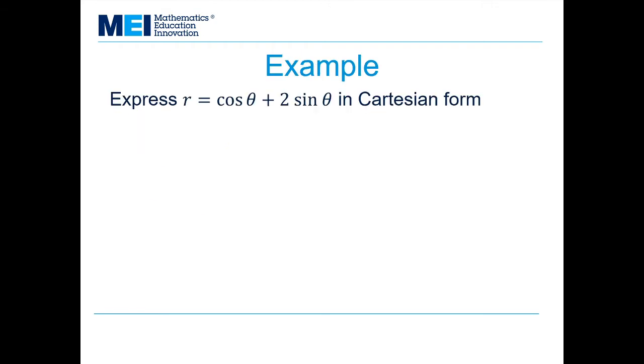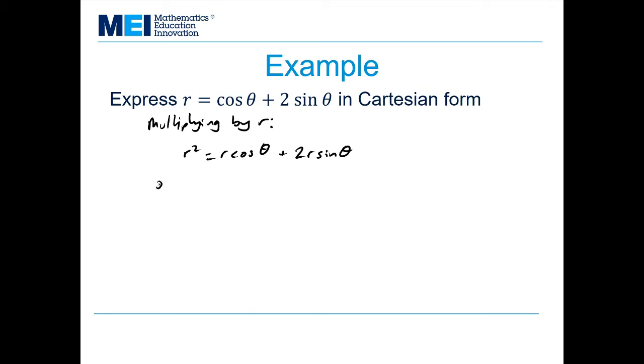Let's have a look at an example of expressing a polar equation in Cartesian form. So we've got r equals cos theta plus 2 sin theta. Well, if we multiply through by r, then we get r squared equals r cos theta plus 2r sin theta. And then this is giving us something where we can do some substitutions.